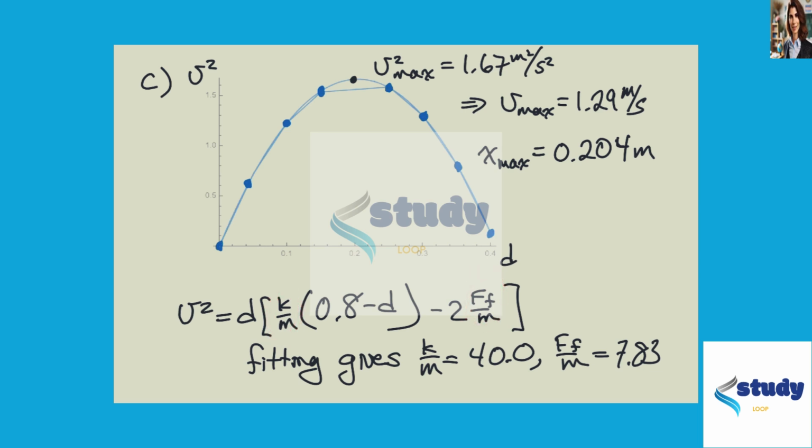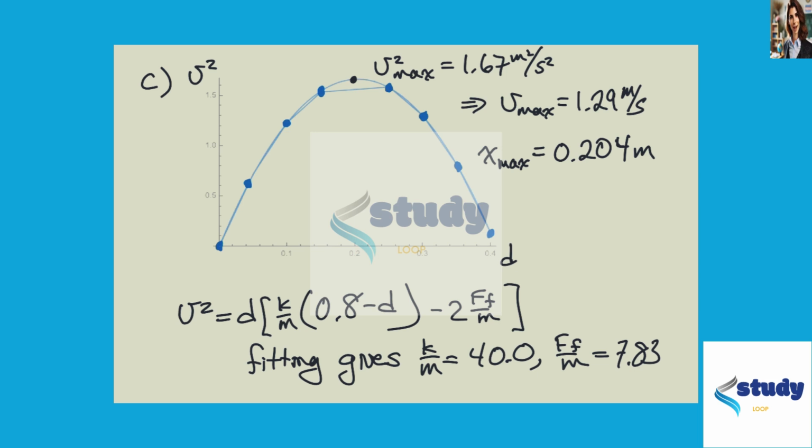And what we get from that fit is that k over m is about 40, and ff over m is about 7.83. If we then plug these back in, we get v squared as a function of d, and then we can plot that, and you can see this parabola here actually fits the data very well. Then we can maximize that, and we find that v squared max is 1.67, which means that v max is 1.29 meters per second, and that occurs at 0.204 meters, so right a little bit after here.